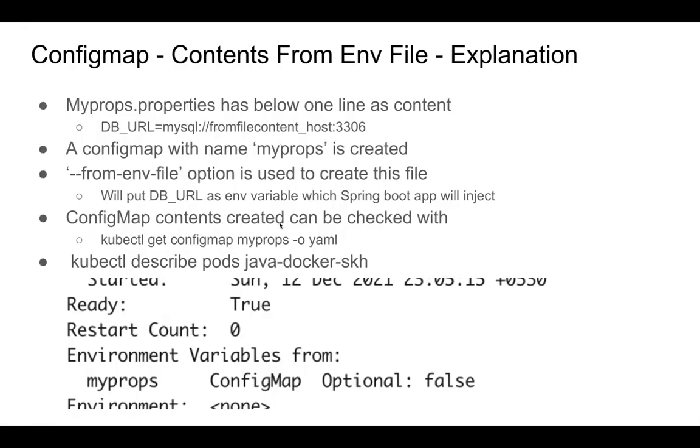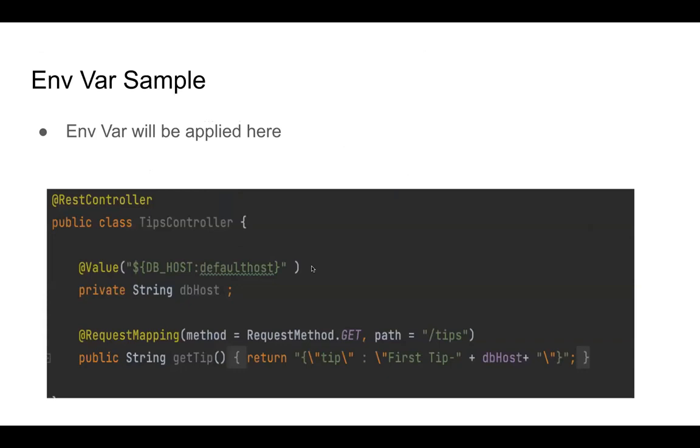The config map contents created can be checked, which we did. And we can see, with kubectl describe pods, the pod shows the environment variable from this config map, and I will leave it up to you to run this command and check it out. And as I showed you, environment variables will be applied. This is the environment variable. It will be injected into this variable, and this variable will be returned as part of this GET call /tips.